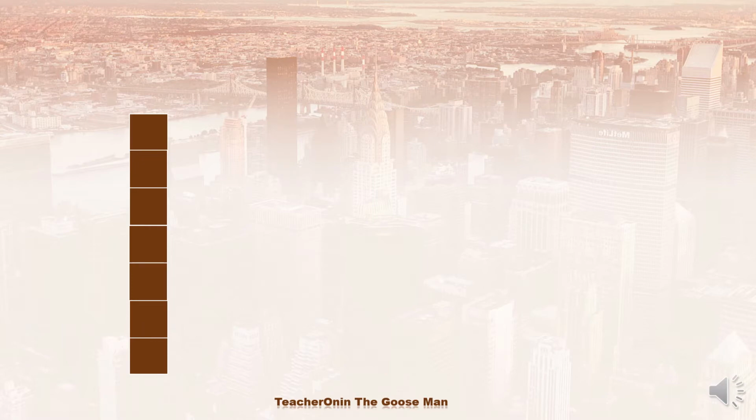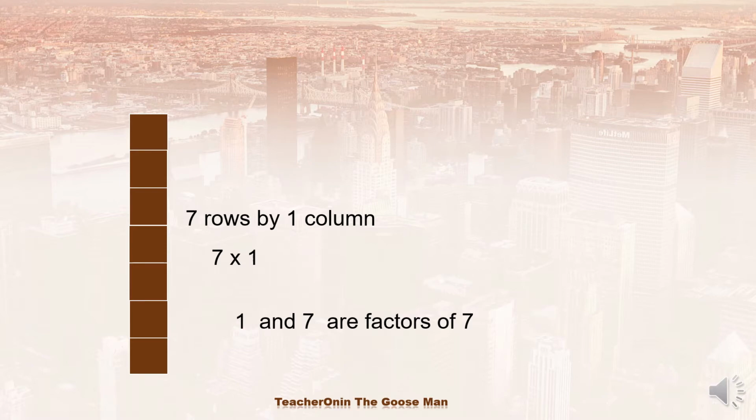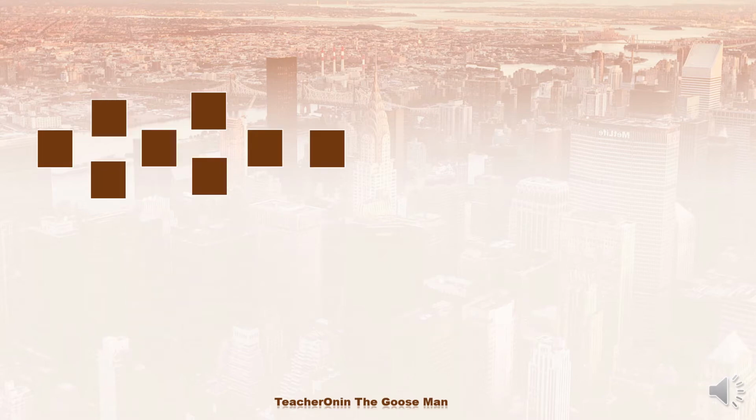Okay, so this is actually 7 rows by 1 column, or I can write this one as 7 times 1. Remember that 1 and 7 are factors of 7. Now, can you think of other arrangement? No more, right? Let's have another example.